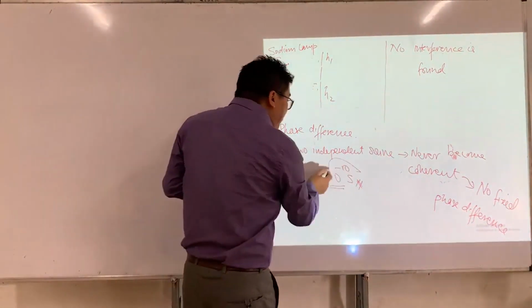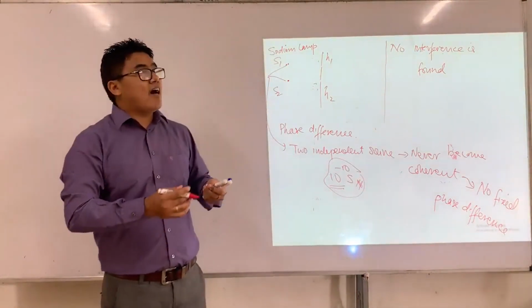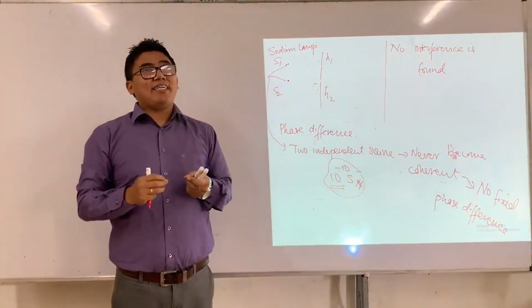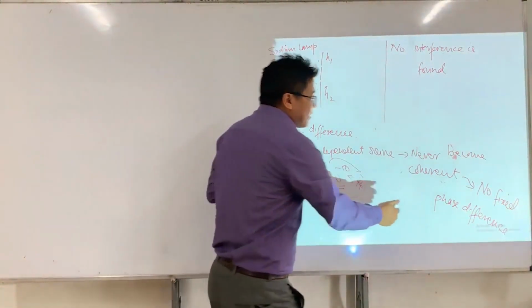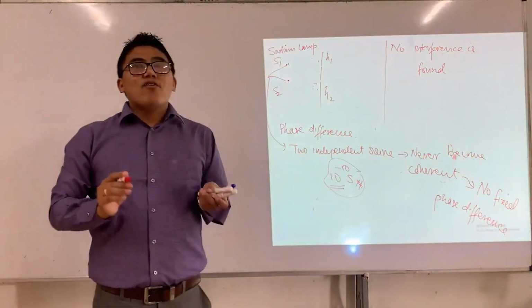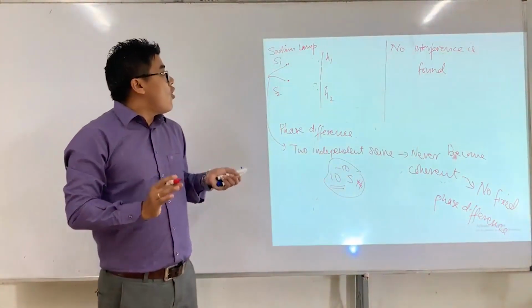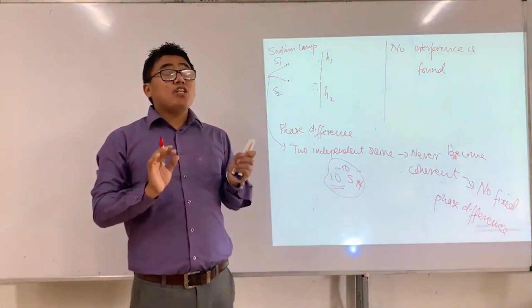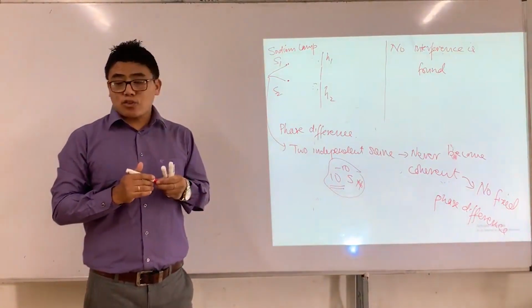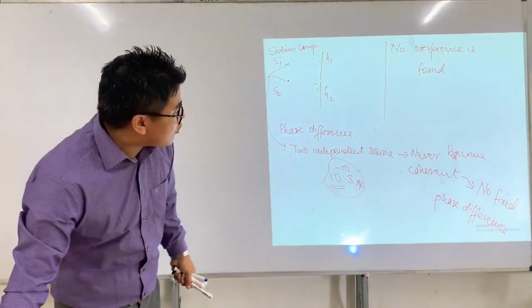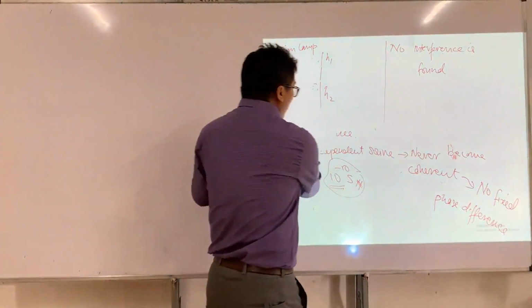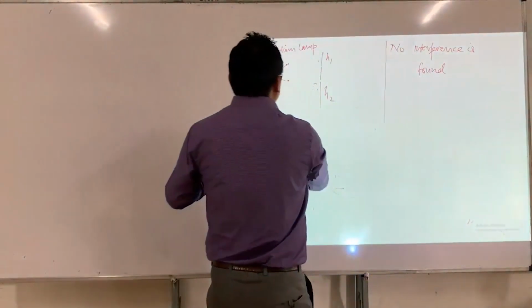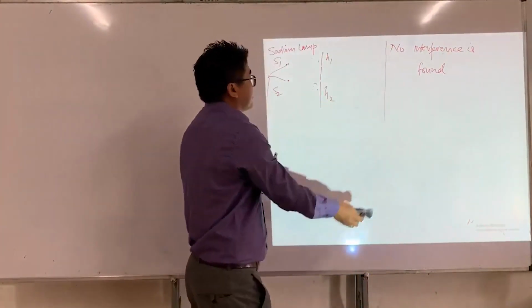Because of the abrupt change of phase occurring within the source while emitting light, the phase doesn't remain fixed. Therefore, no interference is found when we use two independent sources. Now the question is, how are we going to get interference fringes?